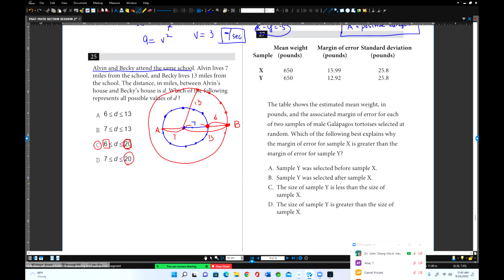The number 26. Okay, this is a very weird question. It's a margin of error, right? What is the margin of error?